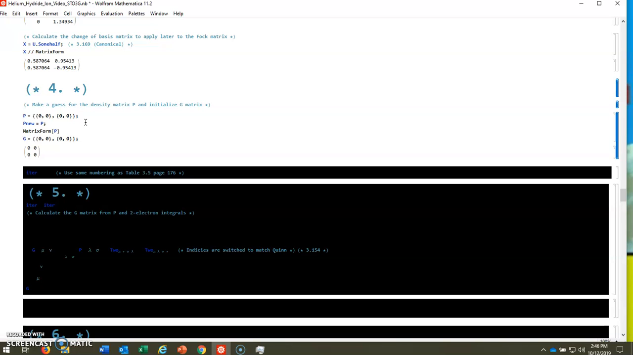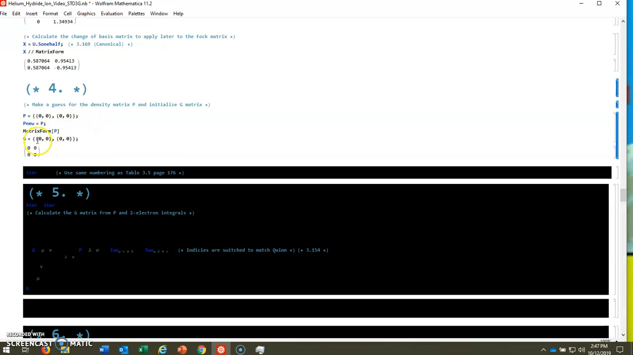But the traditional thing is just to assume the electrons are all uncoupled. One electron doesn't see another electron, and just fill the density matrix up with zeros initially. This makes your initial Fock matrix look like the core Hamiltonian. That seems to be a fairly traditional way of starting things off, and if that doesn't work, then you try something else. But for this simple system, it works fine. So we'll just zero out the density matrix. We'll call it P here, set it up for zeros.